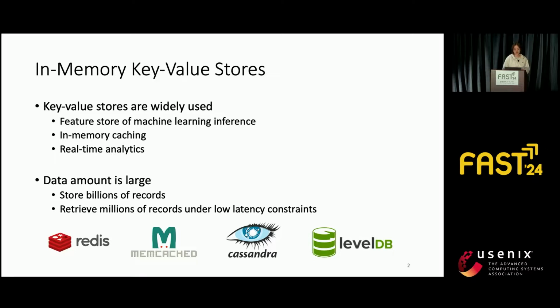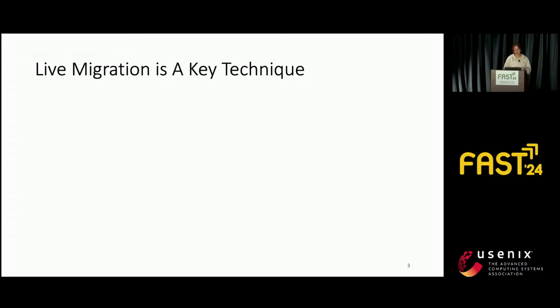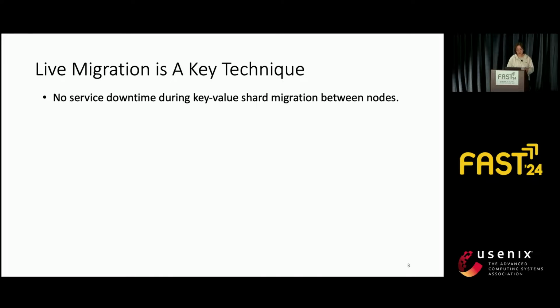In-memory key-value stores are widely used by modern internet services, such as feature stores for machine learning inference, in-memory caching, and real-time analytics. They can scale to billions of records in a distributed manner, and can be required to retrieve millions of records under low latency constraints. In distributed key-value store systems, data are sharded and can be reconfigured over time. Live migration promises no service downtime during the key-value store shard migration from one node to another, and thus it can meet the service level agreement.